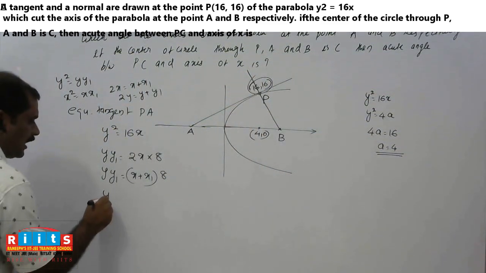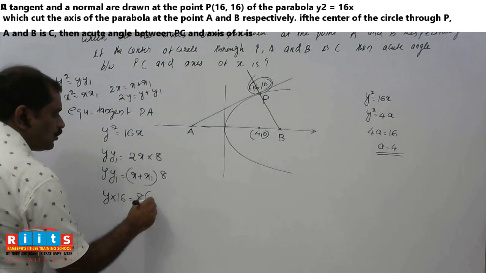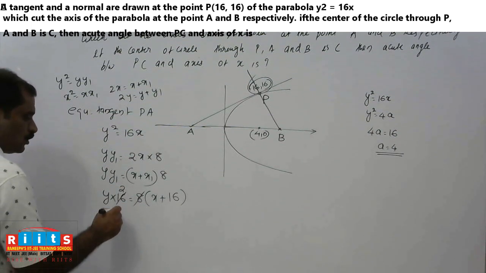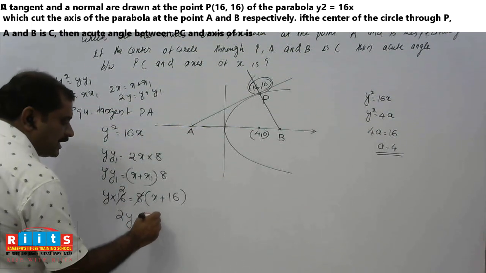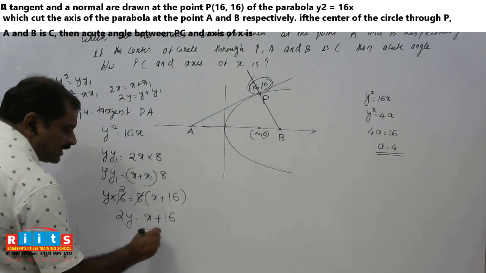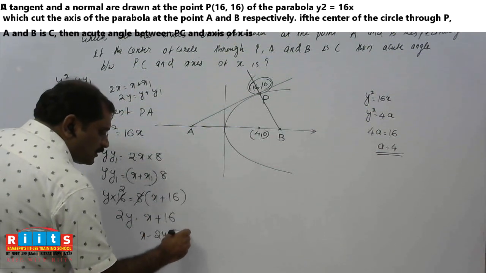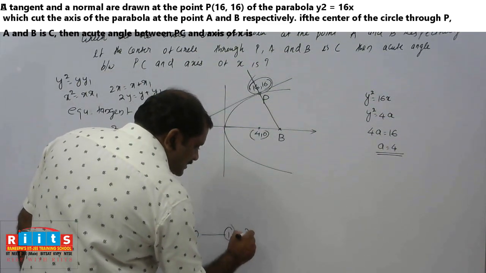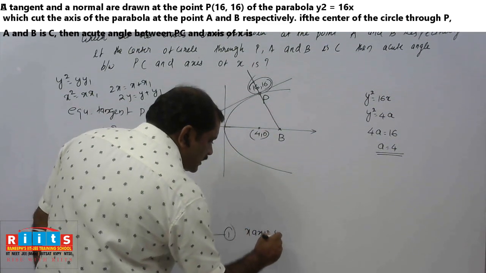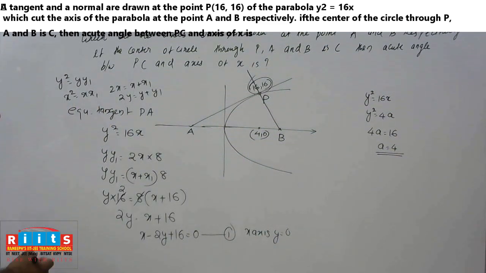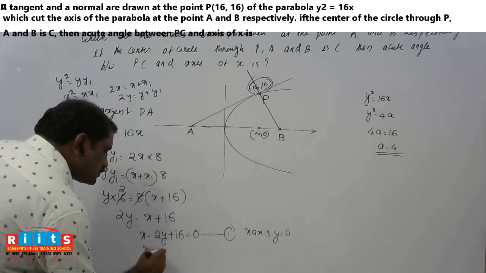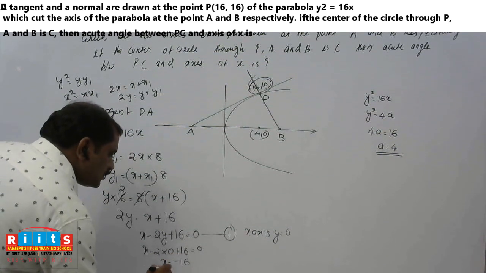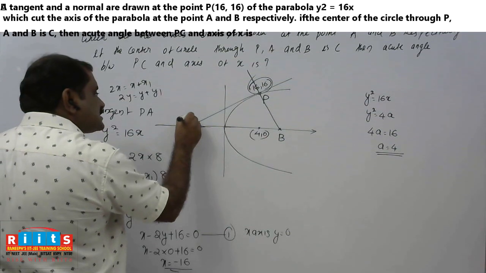Substitute in the equation. y into 16 is equal to 8 into x plus 16. Cancel 8, 16, that is 2. 2y is equal to x plus 16. So the equation of the tangent is x minus 2y plus 16 is equal to 0. That is the equation of tangent. It meets the x-axis, so the y coordinate is 0. Substitute: x minus 2 into 0 is equal to minus 16, so x is equal to minus 16. So this point is (minus 16, 0).